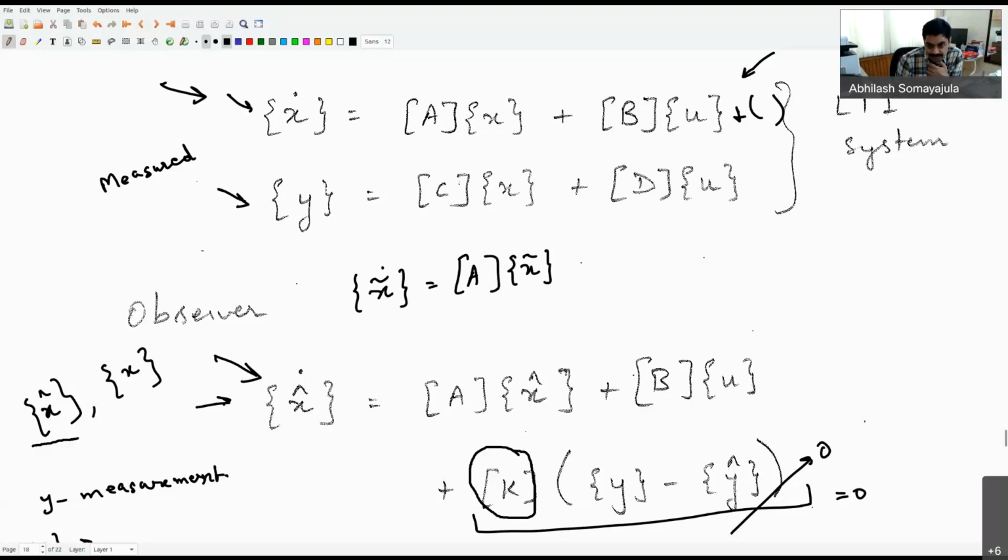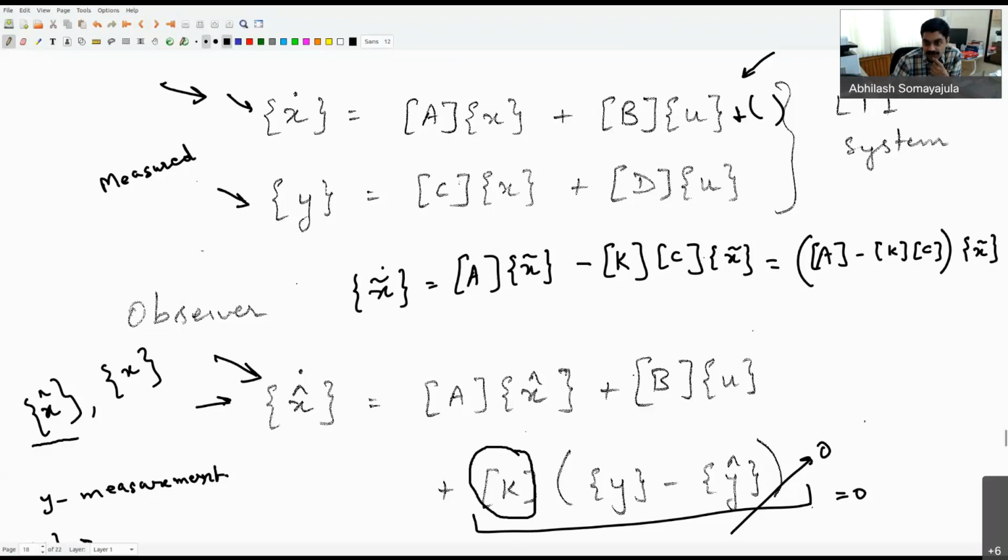That is nothing but minus K times y minus y hat. Y itself is C times X plus D times U, and Y hat is C times X hat plus D times U. So D times U gets cancelled out when I take the difference, right? And what I'll be left with will be C times X tilde. So I can write this as K times C times X tilde. So in essence, this becomes a big matrix, A minus K C, times X tilde.